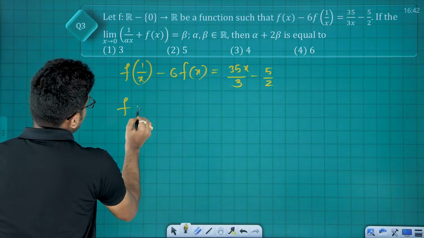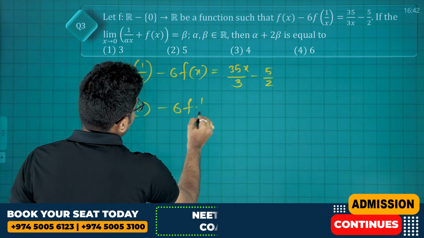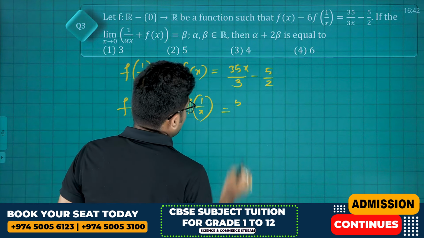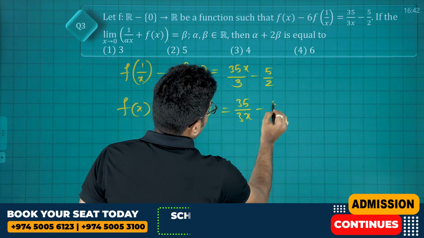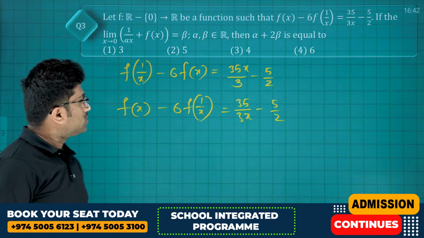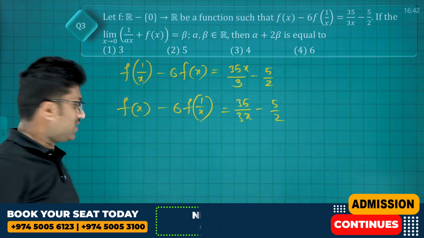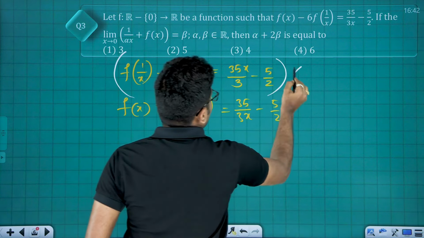f of x minus 6 times f of 1 by x. This is the given equation. This is equal to 35 by 3x minus 5 by 2. Okay, so now we have to solve these two and eliminate f of 1 by x. For that, we have to multiply the first equation by 6, friends.